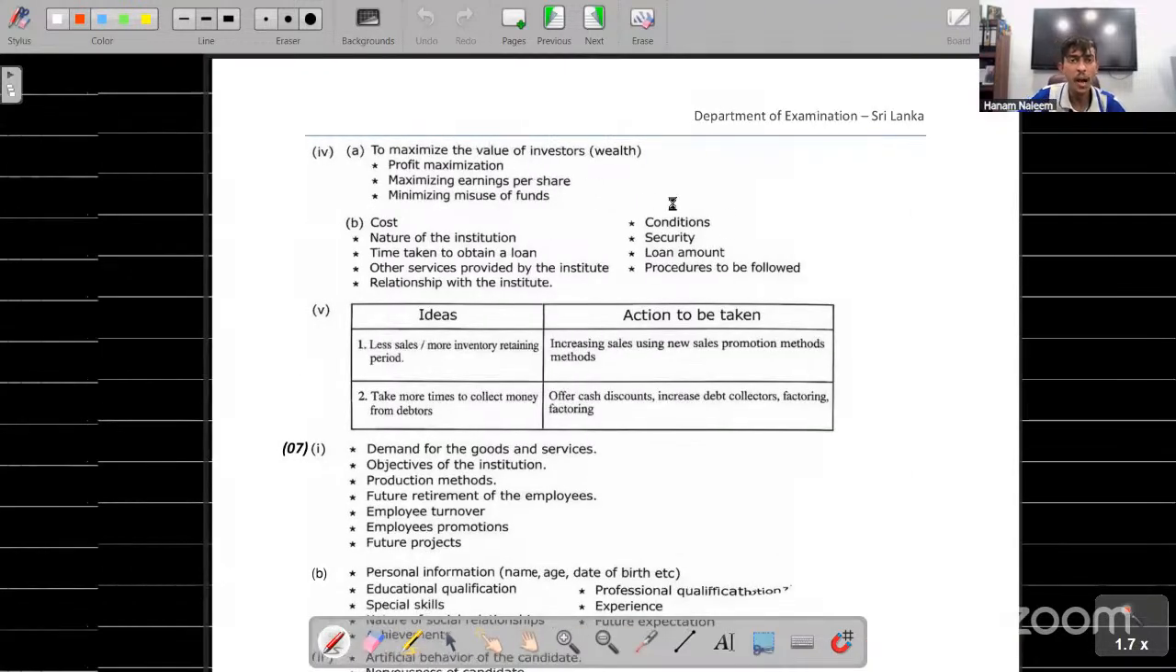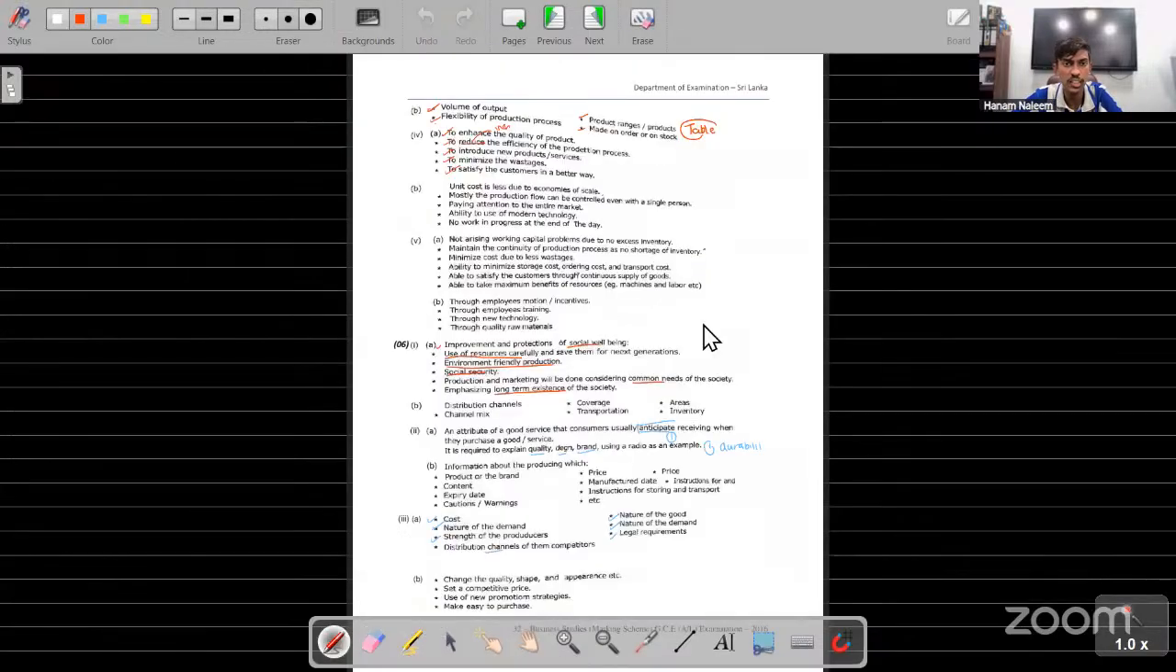Yes, owners' wealth maximization. This is the main objective of finance management. Then you can write other objectives like profit maximizing, maximizing the earnings per share, minimizing misuse of funds, maximizing the sales, proper optimum cash flows. You can write other objectives, but the main objective must be there. If the first one is not there, sometimes they won't give you marks.